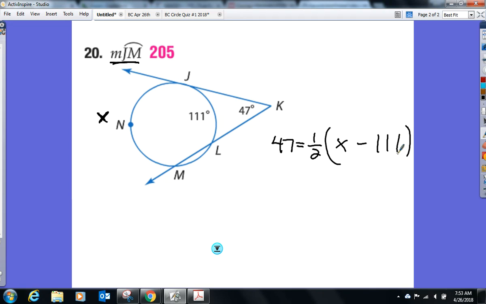111. So just like I've always been doing here, I'm going to multiply both sides by 2. I get 94 equals x minus 11. Add your 11 over, and you end up with that 205. Okay. Next. What do you got, Skylar?